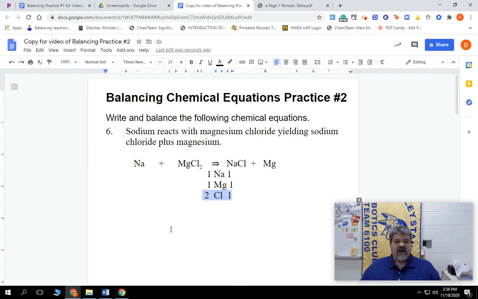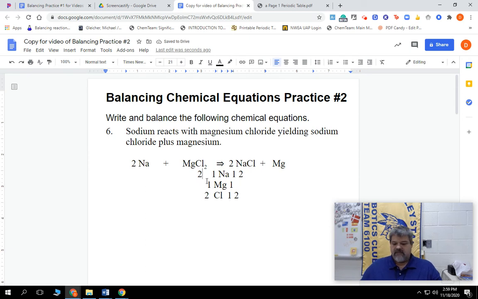So how do I change that? I got to change the coefficients. Again, we're not changing the subscripts. So I'm going to come up here and put a 2 right here, which tells me now I have 2 of the sodium chlorides. So I'm going to have 2 chlorines. So I have 2 chlorines, so that's good, but it changed my sodium. So now I have 2 sodiums. So I got to chase that to this side, and I got to change my sodium on this side. So I'm just going to go ahead and put a 2 there. And that now tells me that I have 2 sodiums on this side.